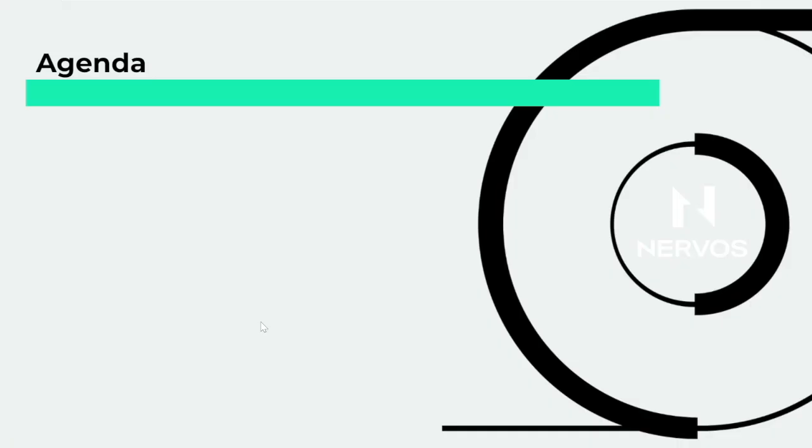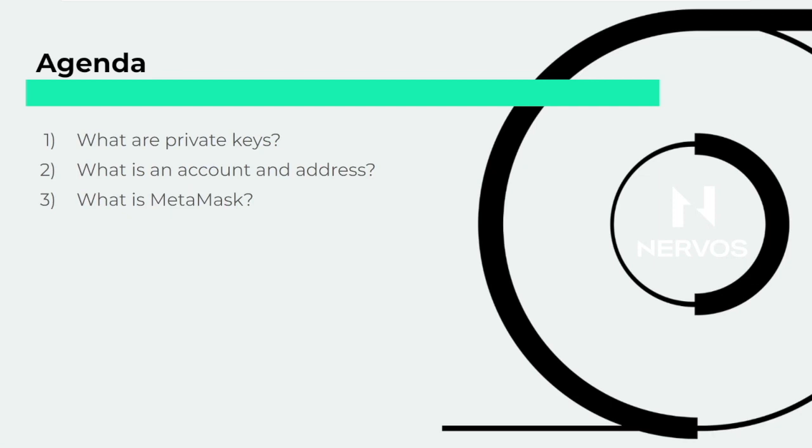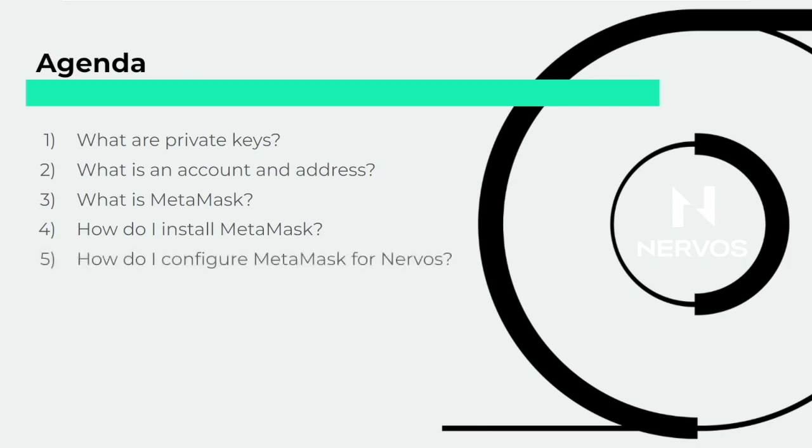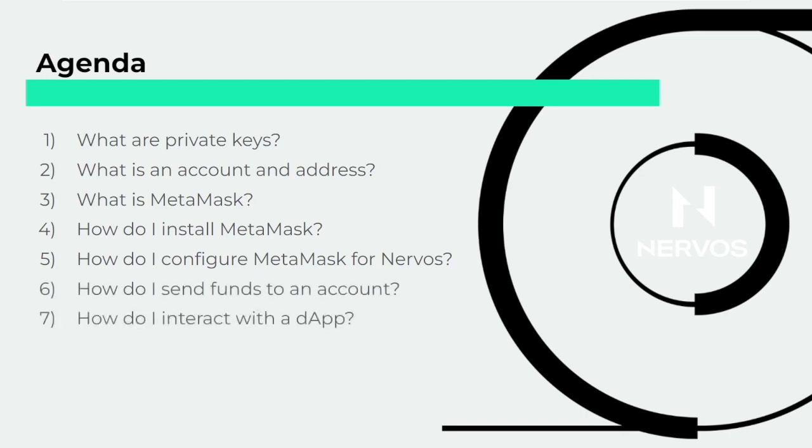On the agenda today, first we'll start off with the basics. What are private keys, and what is an account and address? Then we'll move into MetaMask itself, talking about what is MetaMask, and how do we install MetaMask. And then of course, how do we configure MetaMask for use with Nervos? And lastly, we'll actually use Metamask to send some basic funds around and to interact with the dApp.